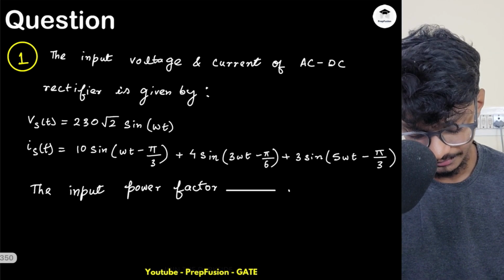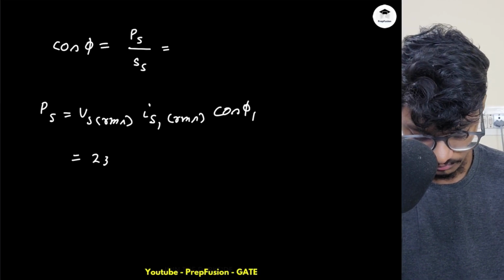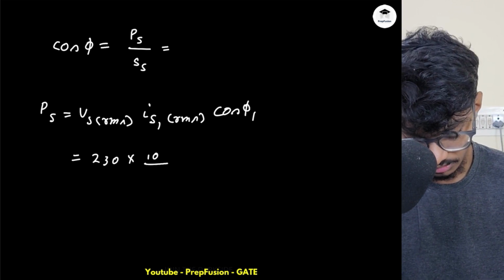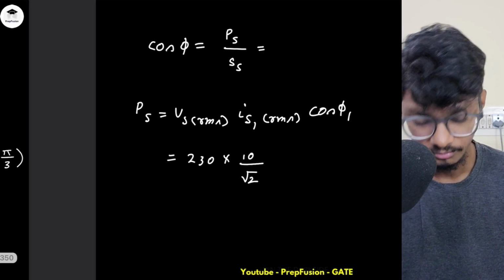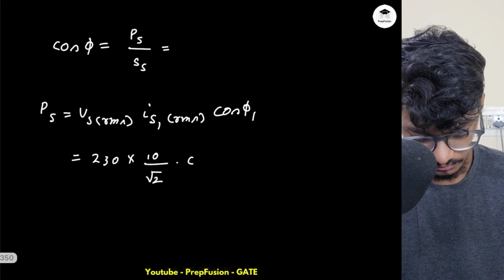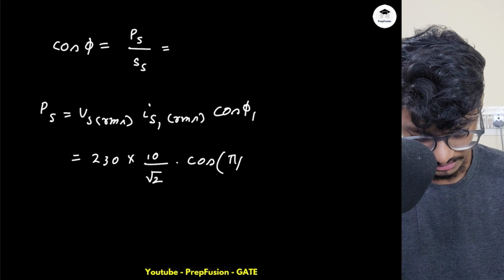Basically, what is VS RMS? It is 230, right? What is IS1 RMS? It is 10 by root 2, right? Peak upon root 2 into cos phi 1. Cos phi 1 is cos of pi by 3, which is half.